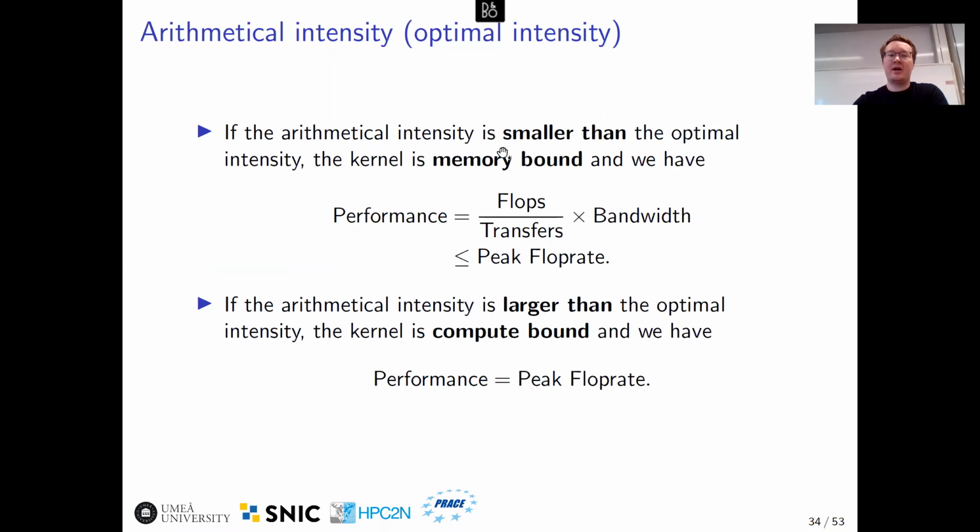And if you're in a situation where the arithmetical intensity of your code is smaller than the optimal intensity, then the code is going to be memory bound, because then you are evaluating this side inside the minimum operation. So you put flop rate per transfer times bandwidth, and that is always going to be smaller than the peak flop rate. And on the other side, you will have the case where it's larger. In that case, the performance is going to be simply the peak flop rate.